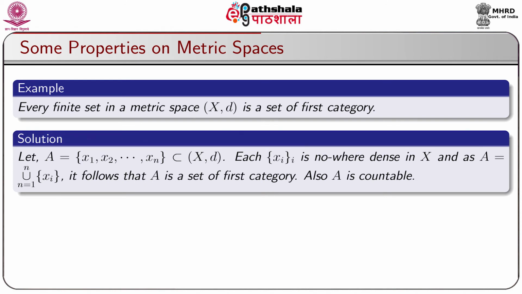The solution looks like this. Let A be a finite set, say {x1, x2, ..., xn}, a subset of (X, d). Since each singleton {xi}, where i is equal to 1 up to n, is nowhere dense in X, and as A is the union over i = 1 to n of {xi}, it follows that A is a set of first category. Also A is countable because every finite set is countable.